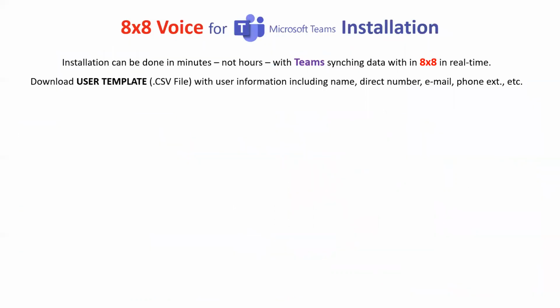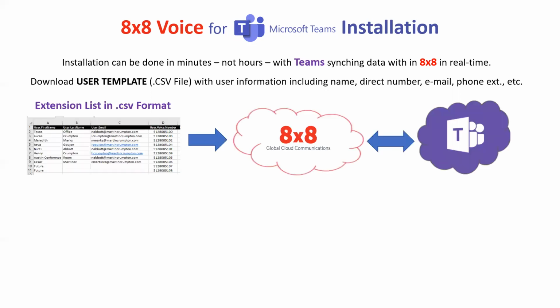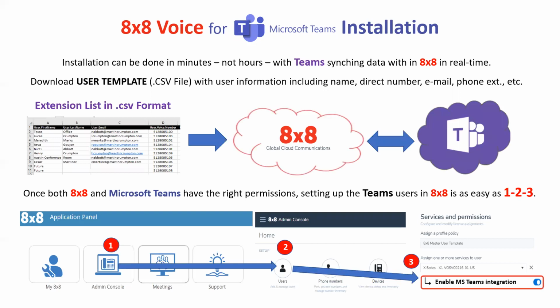So installation, once again, is very simple, can be done in minutes, not hours. Basically, Teams just syncs their data with 8x8 in real time. Using Active Directory, you download a user template into the 8x8, it automatically integrates into Teams, and you're up and ready to go. So once both 8x8 and Microsoft Teams have the right permissions, setting up Teams within 8x8 is easy as 1, 2, 3. So there's your admin console, your users, and then basically you flip a switch and you enable Microsoft Teams integration. So when you add users in the future, it's already set up. These two are syncing. Everything is so easy.